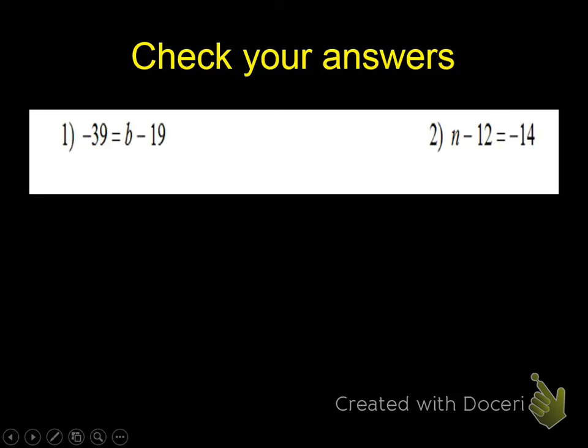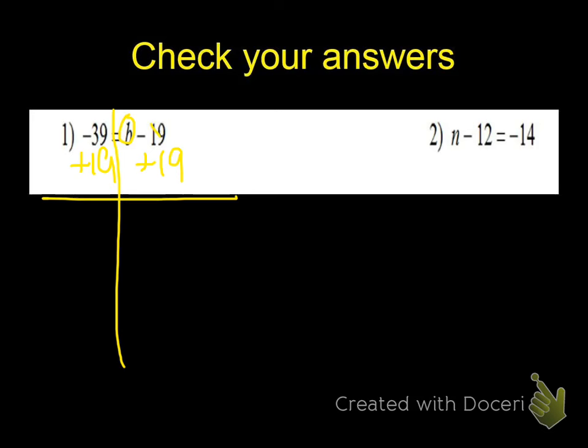Okay, welcome back. Let's go ahead and go through these 6 examples together and see what solutions we come up with. Number 1, we're solving for b. So first step is draw our line dividing the problem in half. I see that I have b minus 19 is equal to negative 39. The inverse of subtraction is addition. So we're going to add 19 to both sides.